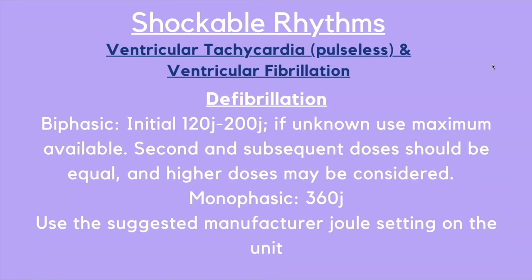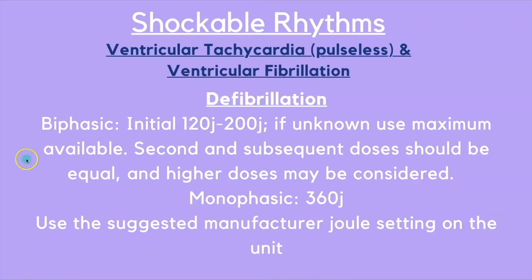That is the incorrect intervention. So defib for VFib and pulseless V tach. And defibrillation, the biphasic initial is 120 joules to 200. If unknown, use maximum available. Second and subsequent doses should be equal and a higher dose may be considered. Monophasic is 360. And use the suggested manufacturer joule setting on the unit.